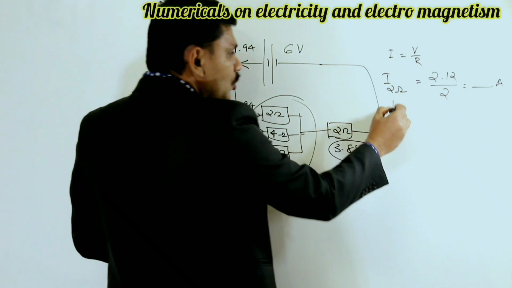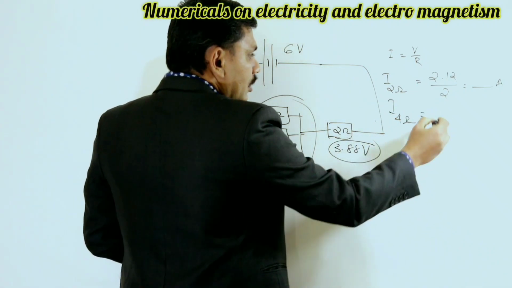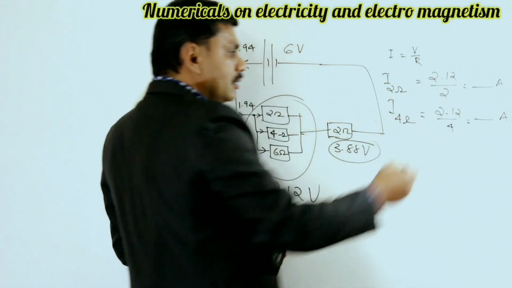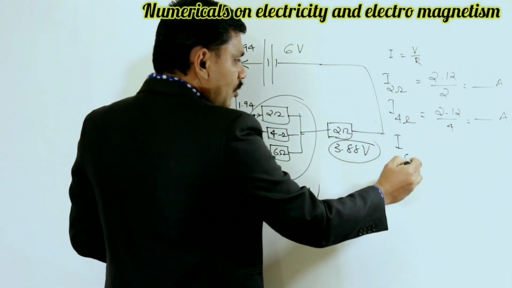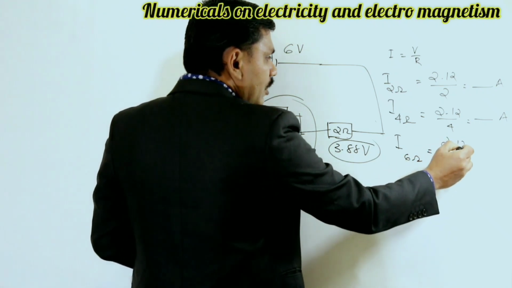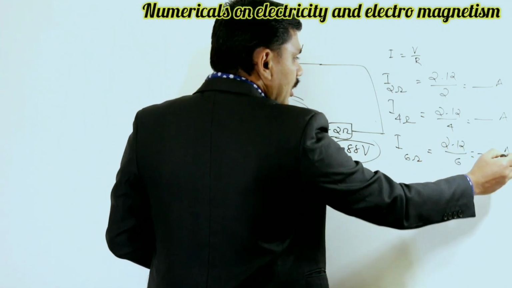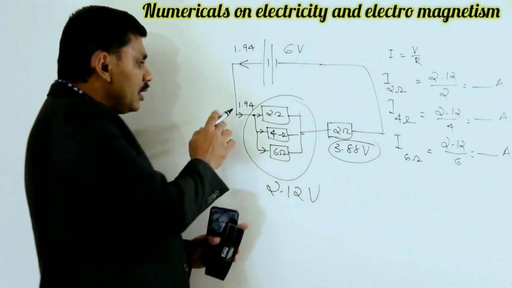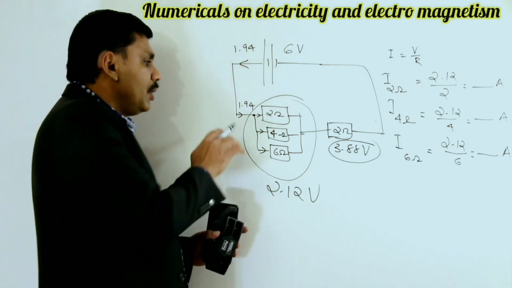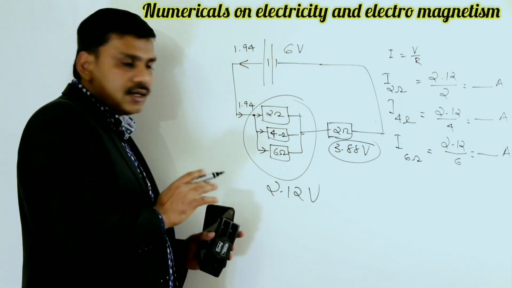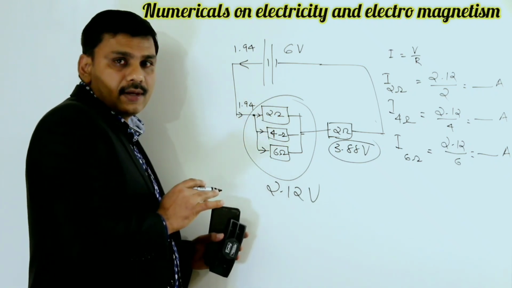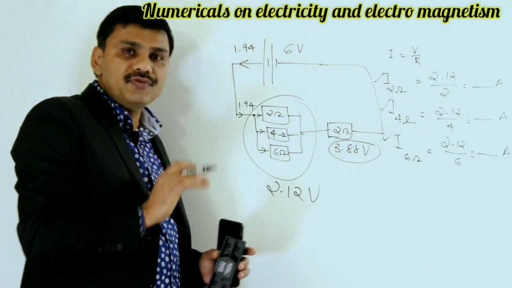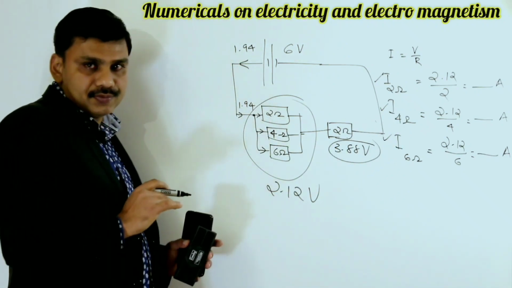What is the current flowing through 4 ohm? Voltage divided by its resistance, you will get the current. What is the current flowing through 6 ohm? Voltage divided by its resistance, you will get the current. When you add these three currents, the sum will be 1.94, because when 1.94 comes here, it is splitting into 3. So the split currents are these three, and when you take the sum of these three, you will get 1.94.